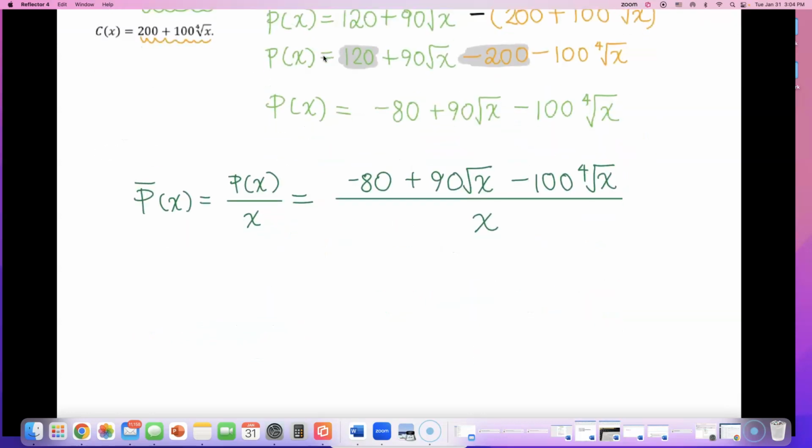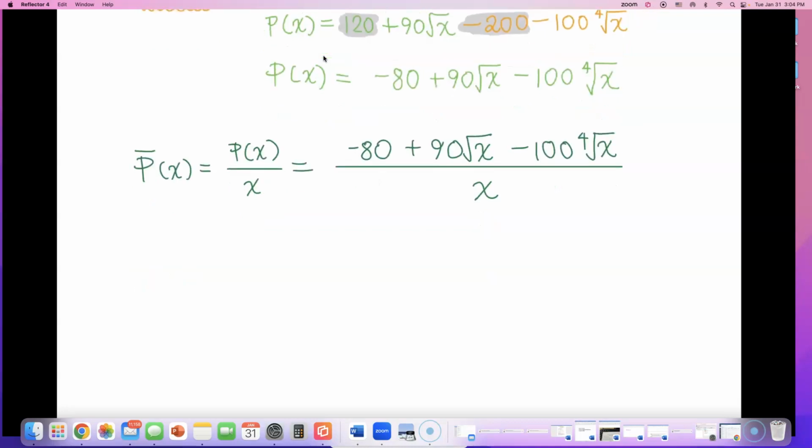Now, they want us to find how fast this is changing. They want us to find the derivative of this mess, okay? We have to find p bar prime of x. That's what we have to do next, okay? Now, I don't want to do quotient rule, okay? Quotient rule is all right, but if you can avoid it, you can rewrite things so that it is not a quotient anymore.